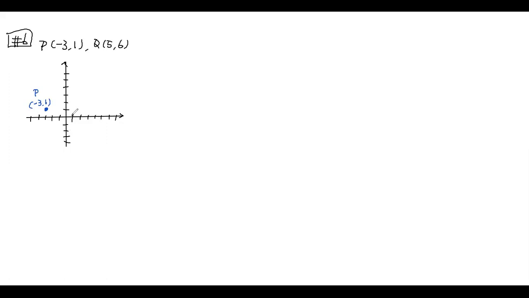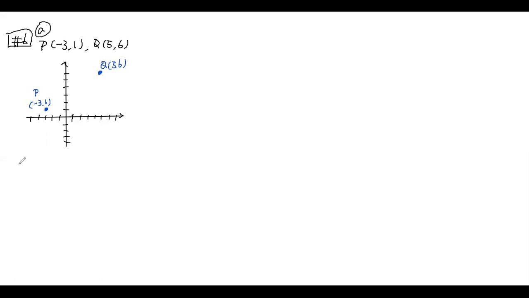Then my Q is 5, 6. So it's 1, 2, 3, 4, 5, and up 1, 2, 3, 4, 5, 6. Right? So this is my Q. It's 5, 6. I think everybody should know how to find it, right? Okay, so this is part A.